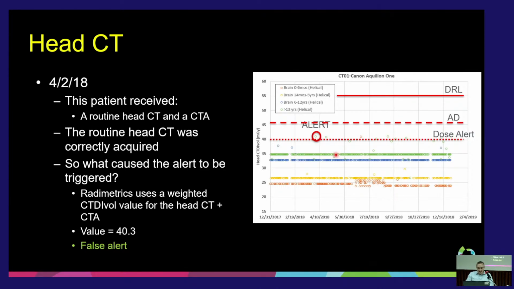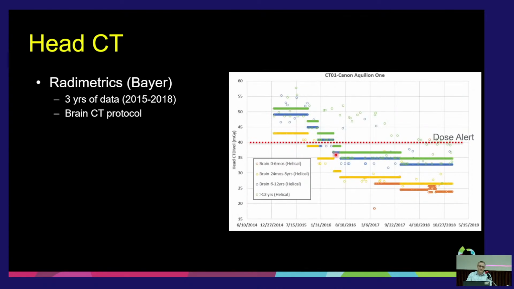The CT protocol was perfectly fine. The dose for the CTA and the dose for the brain protocol were fine. It's just the way that the dose monitoring software handled that one event in that one moment.